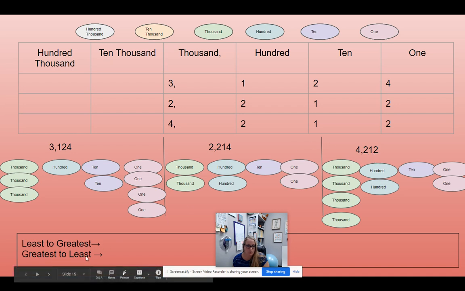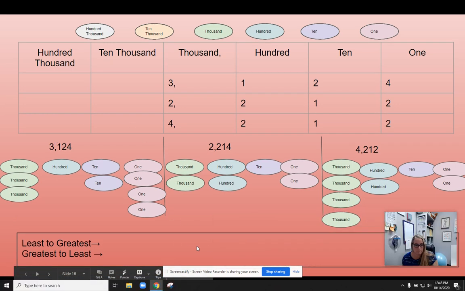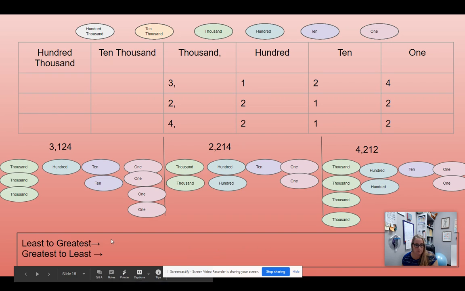Then if I wanted to go greatest to least, I'm going to look for the biggest one. So I'm going to look at these again, and I'm going to look at the biggest one. For this one, I would start with my 4,000 because that's the greatest. Which one would come next, 3,000 or 2,000? That's right, 3,000 would come next, and then 2,000 would be last. So when I write them on my paper, this is what it would look like.